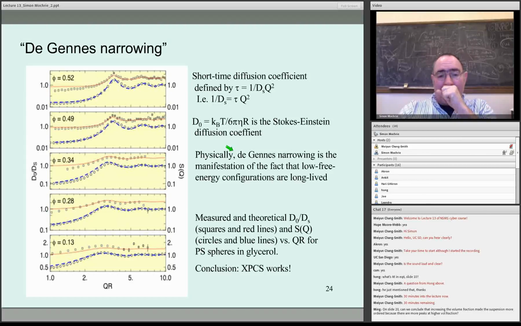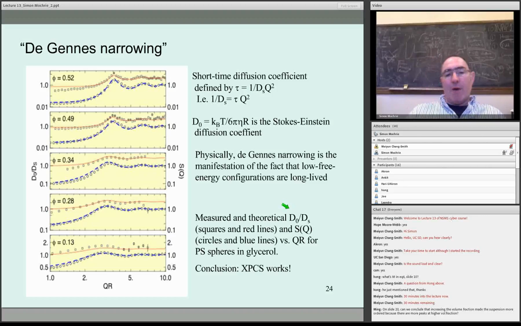In fact, the lines in this plot are theoretical predictions, both for the static structure factor in the case of the blue lines, and this quantity d over ds in the case of the red lines, for hard spheres. And so, as you can see, we're more or less getting what we expect to see. And so the conclusion is that XPCS is working.